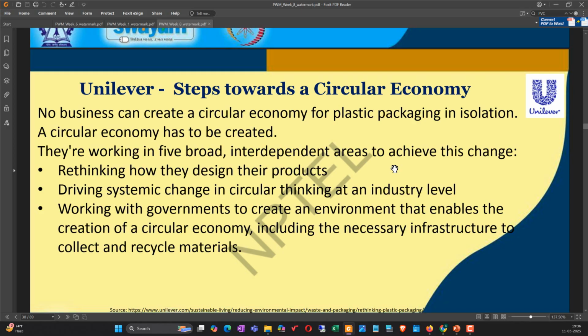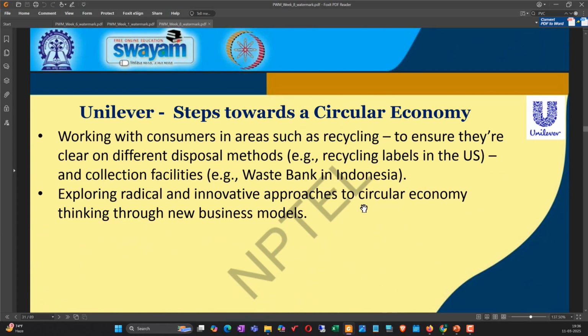First is rethinking how they design their product. Second is driving systematic change in circular thinking at an industry level. Third is working with the government to create an environment that enables the creation of a circular economy, including the necessary infrastructure to collect and recycle the material, right? Unilever's steps towards the circular economy also include working with consumers in areas such as recycling, to ensure they are clear on different disposal methods, recycling labels in the US, and collection facilities such as Waste Bank in Indonesia, right?